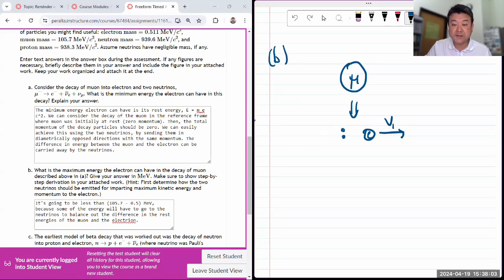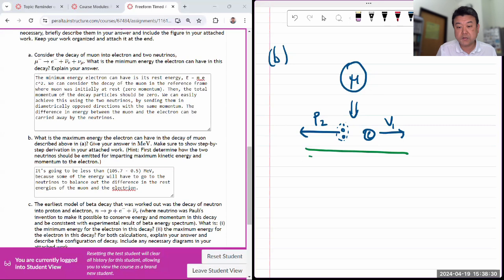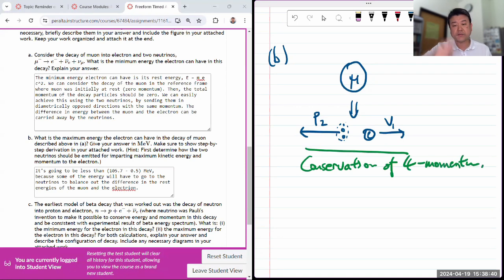What I think is analytically cleaner is to treat the neutrinos like one particle going one way with some momentum P2. We are treating the neutrinos as massless here, so if I say speed, it'll be the speed of light, and I need to have its momentum. So that's the setup, and I'm going to use the conservation principle, that is, conservation of the energy-momentum four-vector.